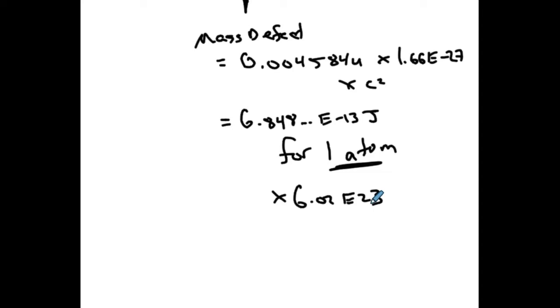Oops, I did that wrong. Let me retype that in again. If I were to times that by 6.02 times 10 to the 23, which is how many you have in a mole, well, all of a sudden, you'd have 6.1 times 10 to the 11 joules of energy for a mole's worth. Well, now that seems more reasonable.